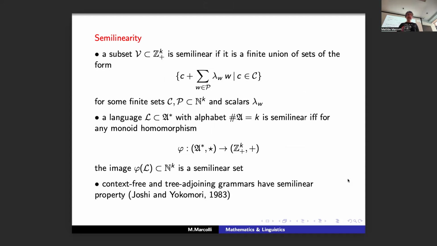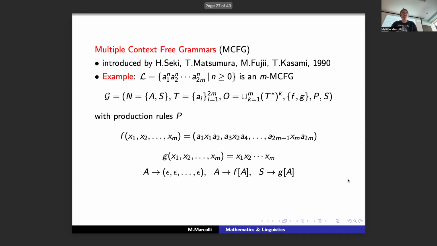And a language in a given alphabet is semi-linear in the following sense. A language, being a subset of the set of strings in a given alphabet, is a monoid under concatenation. So you can look at monoid homomorphisms to the non-negative integers with the sum, or to n copies of the non-negative integers with the sum. You say that the language is semi-linear if its image under any monoid homomorphism is semi-linear. The context-free grammars have this property, which has nice computability effects. The context-free grammars and the tree adjoining grammars that I mentioned are known to be semi-linear. Another class that has this property is called the multiple context-free grammars.